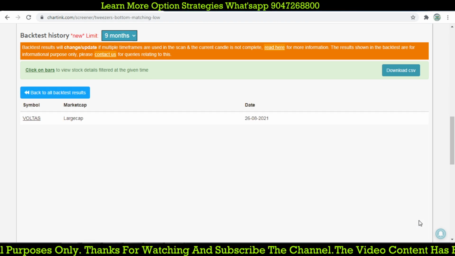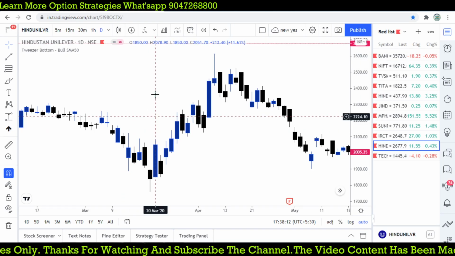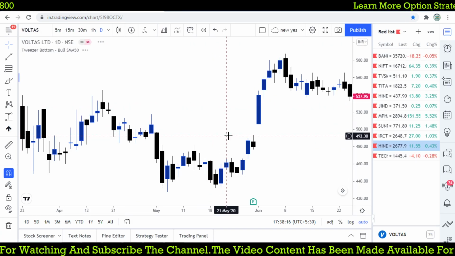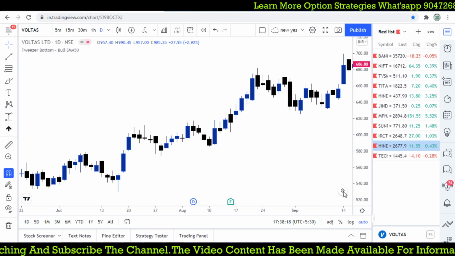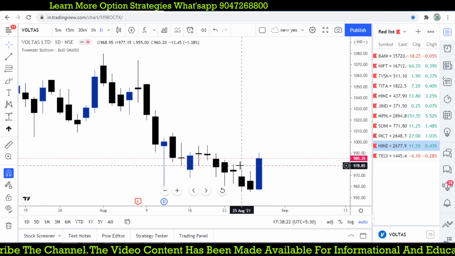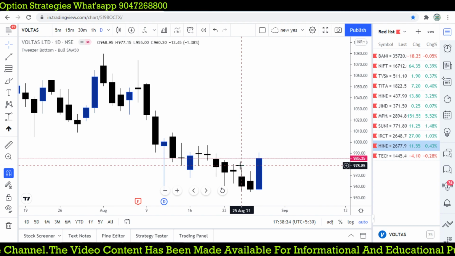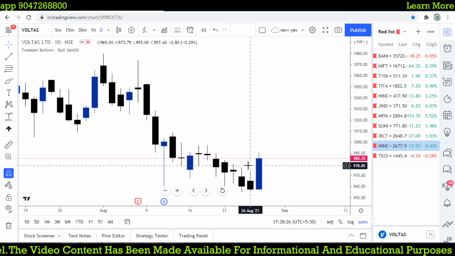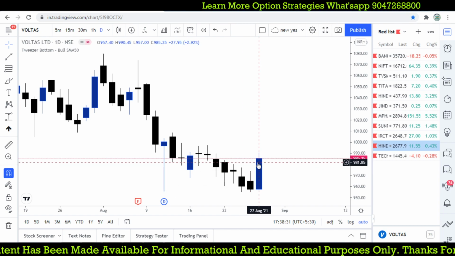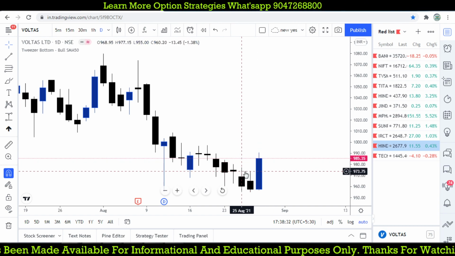And yesterday, 26th August, Voltas formed this kind of pattern. Let's check it out. Voltas formed that same pattern. And yesterday, let's check whether it's right or wrong. So let's look at 955 and 955. Whenever it breaks above that level 977, today it moves up to 990 from 997.